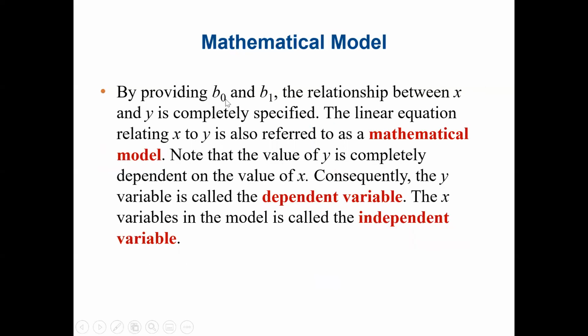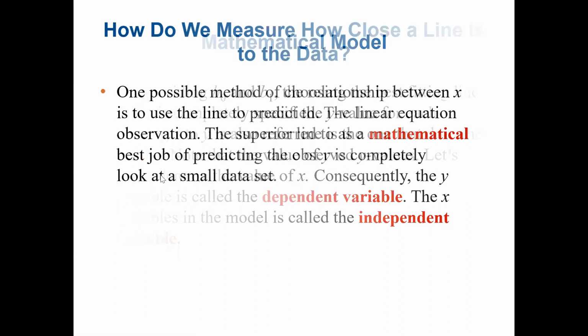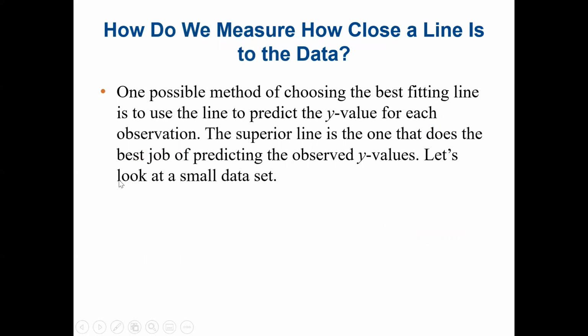Now, by providing b0 and b1, the relationship between x and y is completely specified. So the linear equation relating x to y is also referred to as a mathematical model. So we should know that the value of y is completely dependent on the value of x. So we will say that x is our independent variable and y will be our dependent variable because x will determine the y value. So how do we measure how close a line is to the data?